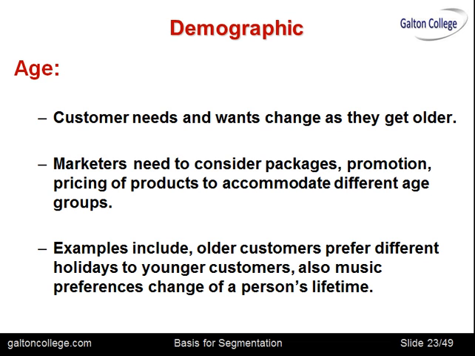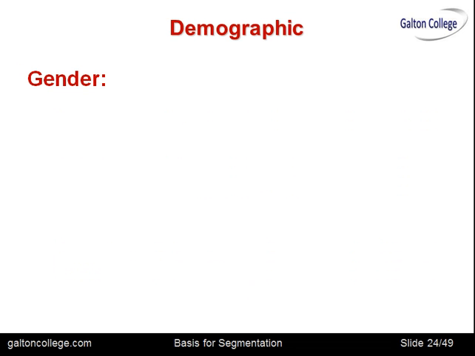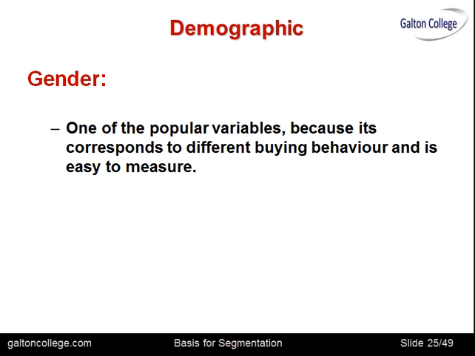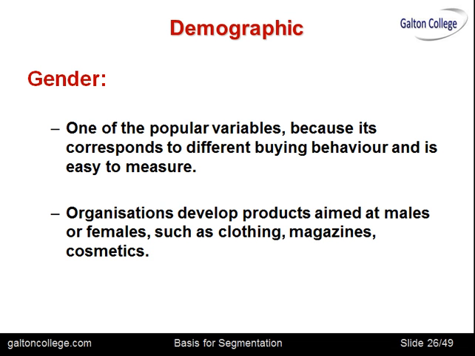So there is segmentation on the basis of age. It could also be done on the basis of gender. This is one of the most popular variables for segmentation because it corresponds to different buying behaviour and it's easy to measure. Organisations develop products aimed at males or females, such as clothing, magazines, cosmetics. So that's easy to measure, who's buying what and how are the sales of the male products or the female products holding up under certain circumstances and so on. So it's easy to measure. And gender is a popular one for segmentation.